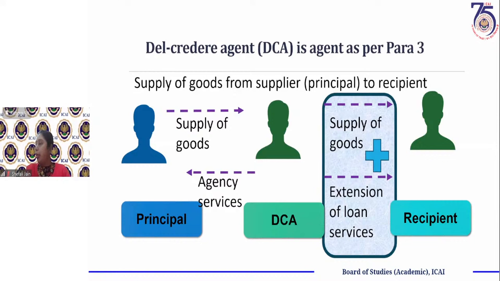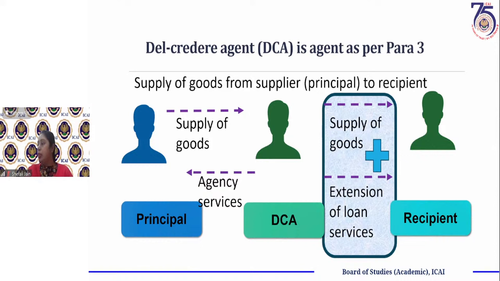Please help with the quiz related to para 3 in the module. Yashwini, please provide that; you mentioned that quiz also in your query. Is transfer from DC also considered supply under para 3? Goods which are transferred by DCA to the recipient will be a supply, but this is for a consideration, so it is not under para 3. Under para 3, supply of goods from principal to DCA will be a supply.